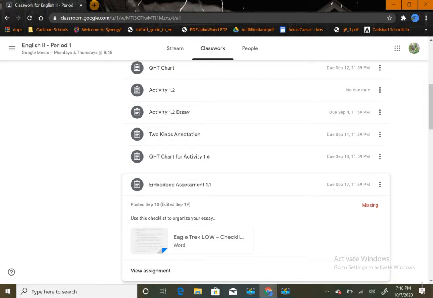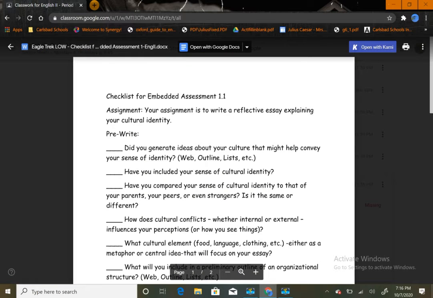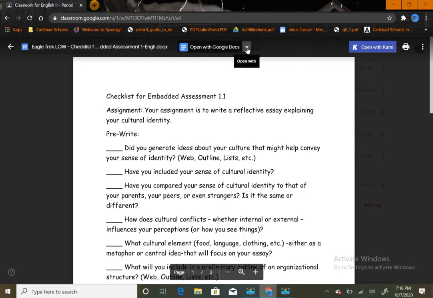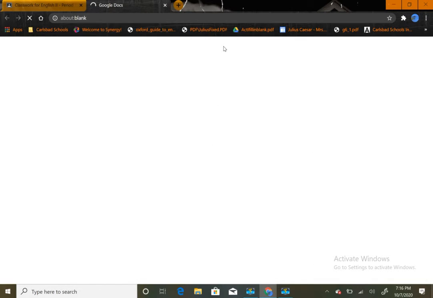Hi everyone. Today I'm going to be talking about your embedded assessment assignment, which is 1.1, and it's the checklist. Some of you are having problems with this, so I wanted to go back through this. I've talked about it in Google Meets, but you're still missing kind of the point of this assignment, so I'm going to make a special video for it. I am going to open this in Google Docs.